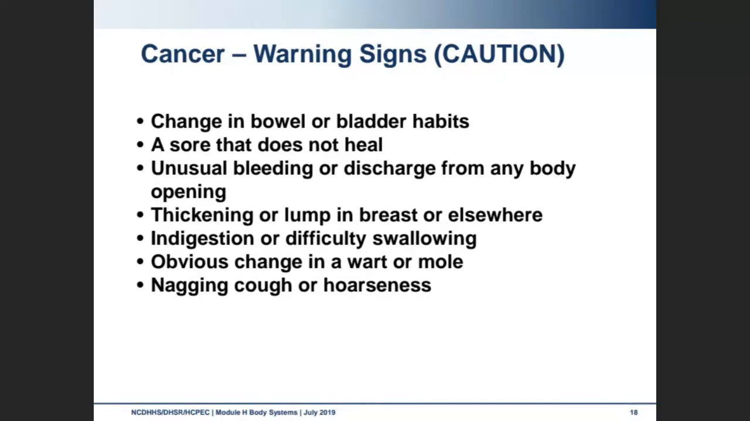So cancer, C, is a change in bowel or bladder habits. A is a sore that does not heal. U, unusual bleeding or discharge from any body opening. T is a thickening or lump in the breast or elsewhere. I, indigestion or difficulty swallowing. O is an obvious change in a wart or mole, and N is nagging cough or hoarseness.